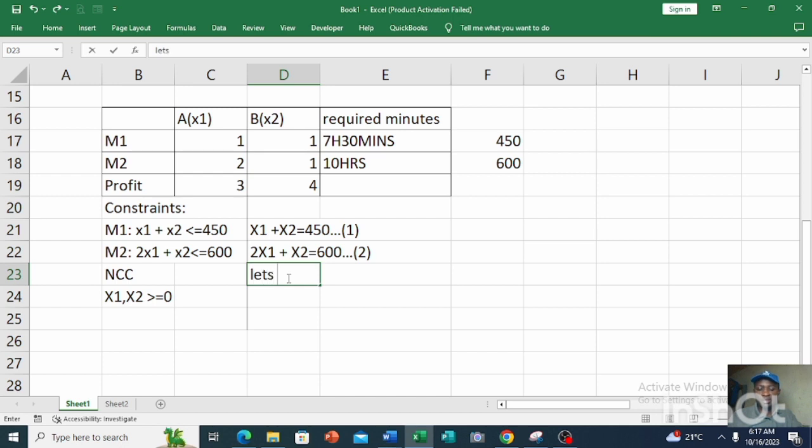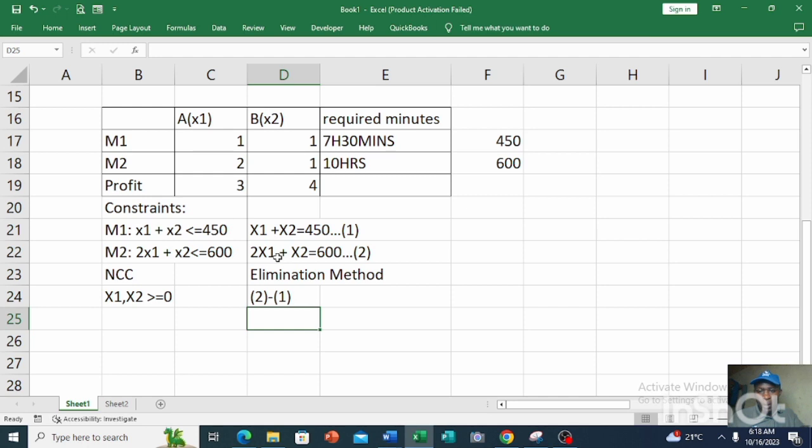So we are solving by the elimination method. Alright, so I hope you guys are following. So we are going to take equation 2 take away equation 1.